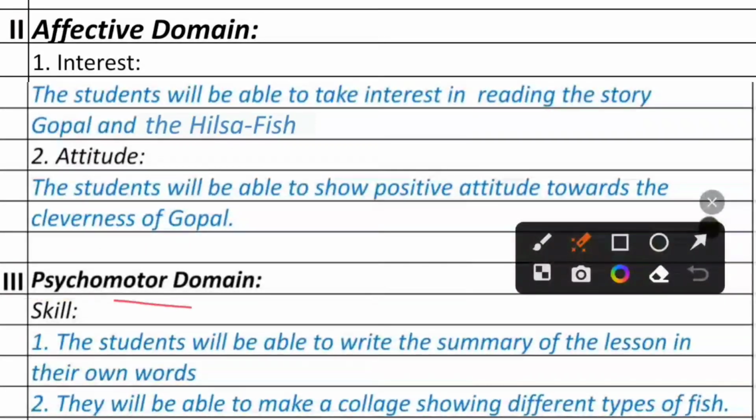Then the third domain is psychomotor domain. Here we will write objectives related to skill. Here you can write only one objective also. So I have written over here 2 objectives. The first one is the students will be able to write the summary of the lesson in their own words. And the second can be they'll be able to make a collage showing different types of fish, because here in this lesson we talk about Hilsa fish. So they can make a collage based on the fish.